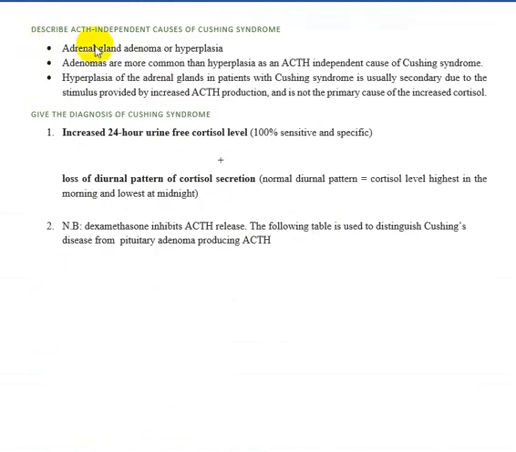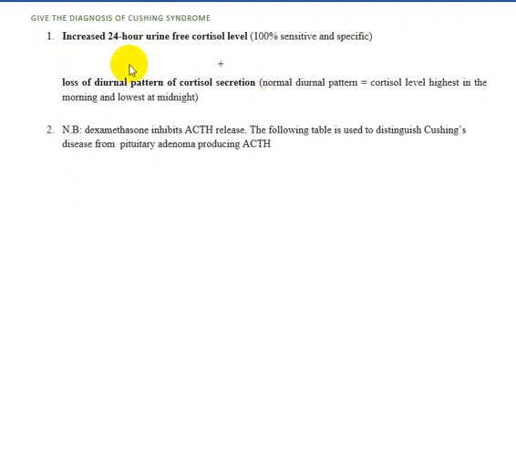Now, describe ACTH-independent causes of Cushing syndrome. Adrenal gland adenoma or hyperplasia. The ACTH-independent causes come from the gland itself. You can have adrenal gland adenoma or, more commonly, hyperplasia as the ACTH-independent cause of Cushing syndrome. To give the diagnosis of Cushing syndrome, you have an increased 24-hour urine cortisol level. When you see the cortisol level, in Cushing syndrome it is going to be high.